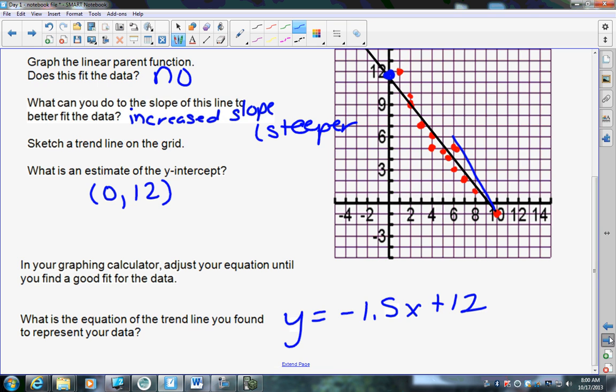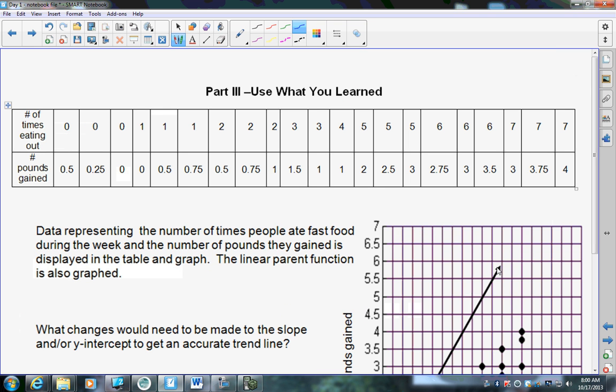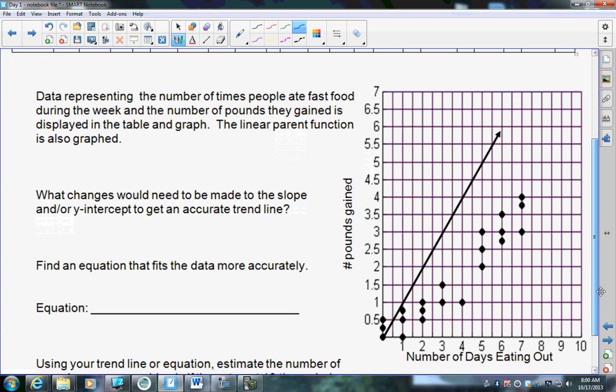Okay, the next part. Here's a bunch of data, and they already plotted it for us. And they even drew the linear parent function for us. They drew this trend line. It says the data representing the number of times people ate fast food during the week and the number of pounds they gained is displayed on the table and graph. The linear parent function is also graphed.